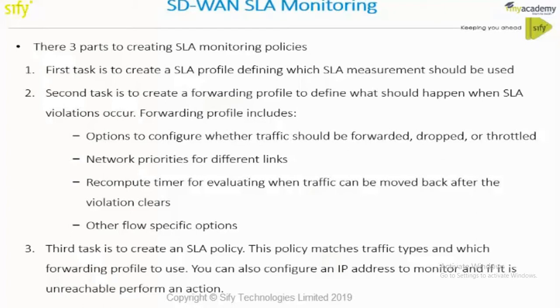First you define an SLA, second you define a forwarding profile, which is basically defining the link priorities, then you map that forwarding profile to a policy. So you have effectively created an SLA profile, which defines the latency, jitter and loss, mapped it to the links that should take my traffic, and then you map that to the application profile, which matches which applications should take these links. Clear? Let's move on.